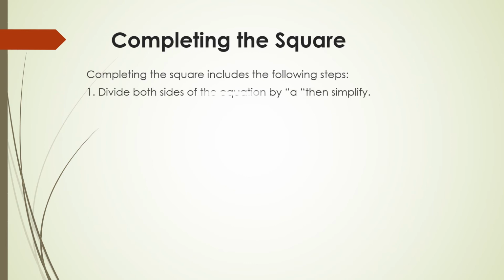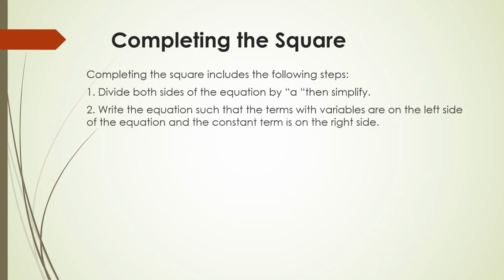Okay, first one, divide both sides of the quadratic equation by a, then simplify. Kapag yung a is more than 1, kailangan natin i-divide both sides. Okay? Next, number 2. Write the equation such that the term with variable are on the left side of the equation and the constant term is on the right side. So, kailangan nating paghiwalayan. Lahat ng may variable, nasa left side. Lahat ng constant term, yung mga walang variable, lahat nasa right side.